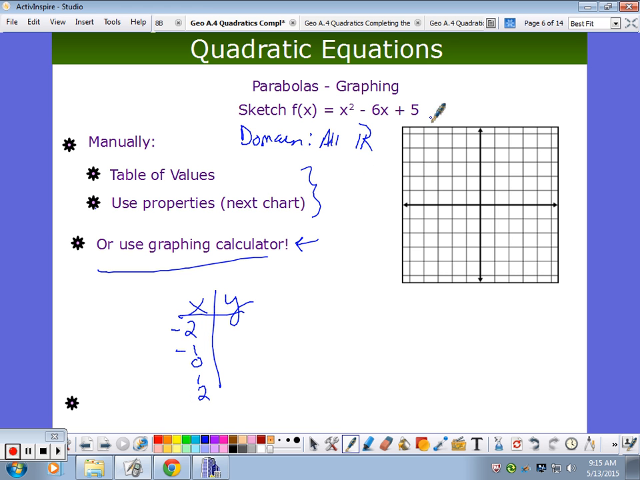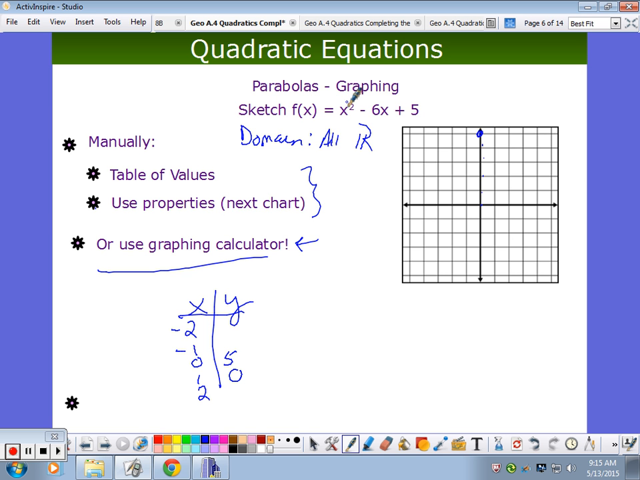And now you've got to plug these in. Okay, zero's easy, right? Let's plug in 0. What do you get? 0, 0, 5. Okay, so I know one point already: 0, 5. Now I'm just using table of values to show you how this works. So you don't have to necessarily graph this one. I would save the graph for the next one we're going to do. How about 1? 1's kind of easy too. 1 minus 6 is negative 5, plus 5, 0. Huh.